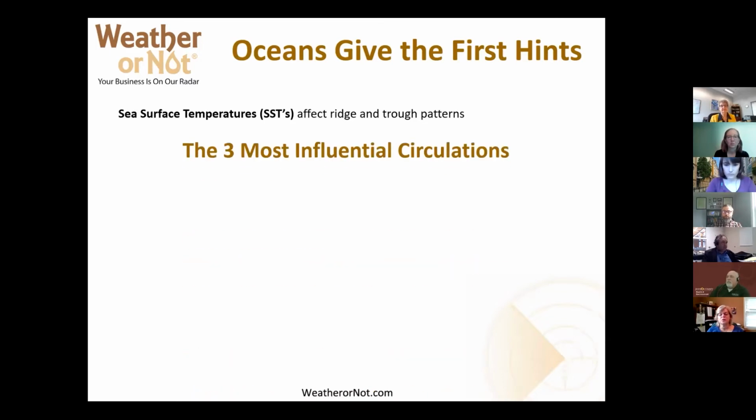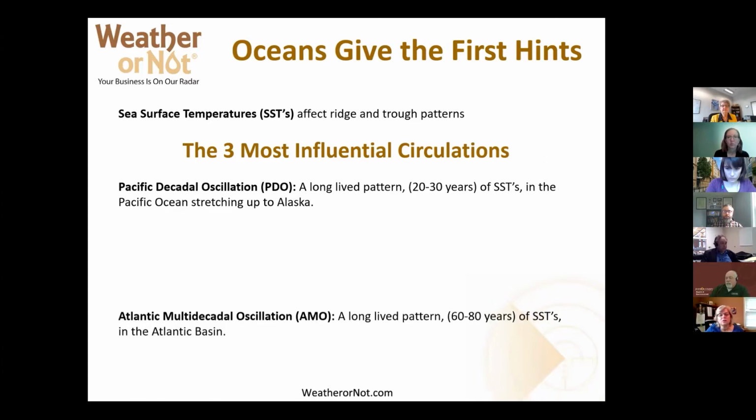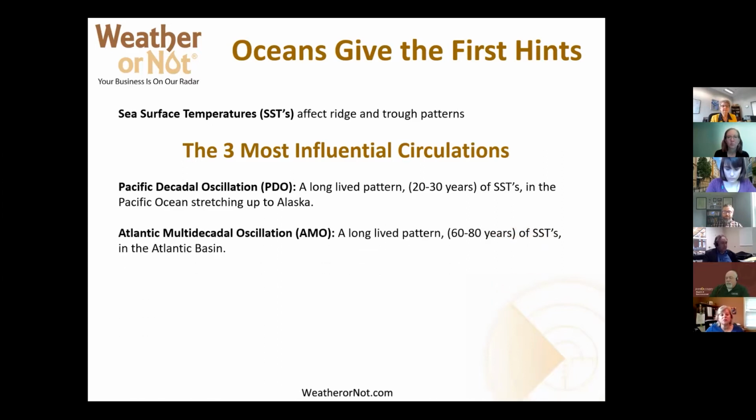And there are three influential circulations that we like to analyze as we're going through this process. The first one being the Pacific Decadal Oscillation, which is a longer range oscillation, lasts about 20 to 30 years before it sees a phase change. Focuses on the Pacific Ocean stretching up into the Gulf of Alaska. We also have the Atlantic Multidecadal Oscillation, which is another long-term pattern where the sea surface temperatures tend to stay the same for a long period of time, typically about 60 to 80 years.